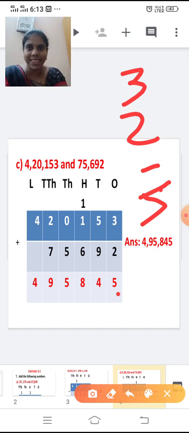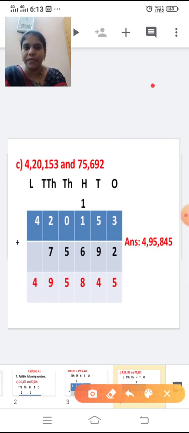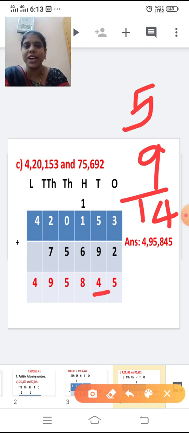Now shall we add the tens place? Yes. We are going to add 5 and 9. 9 in the mind, 5 in the finger. After 9, 10, 11, 12, 13, 14. So 14, it's a 2-digit number. So write 4 here and this 1 is carried forward to the next place, that means the hundreds place.